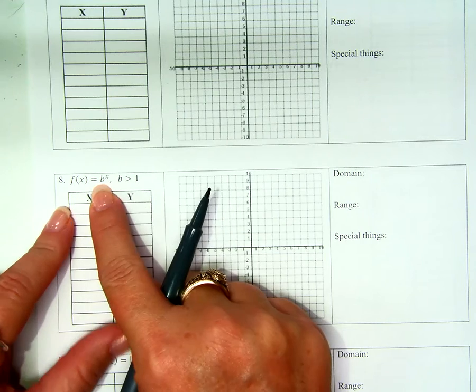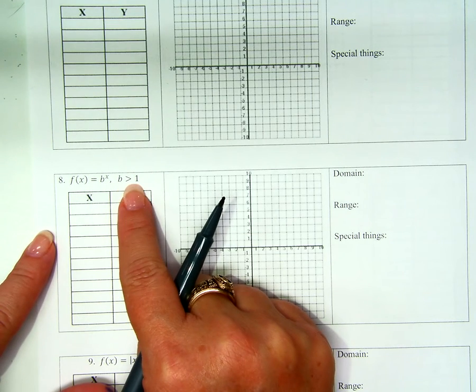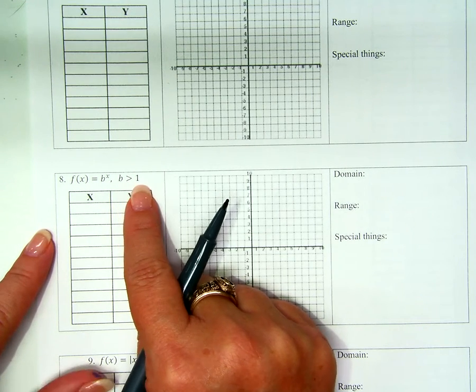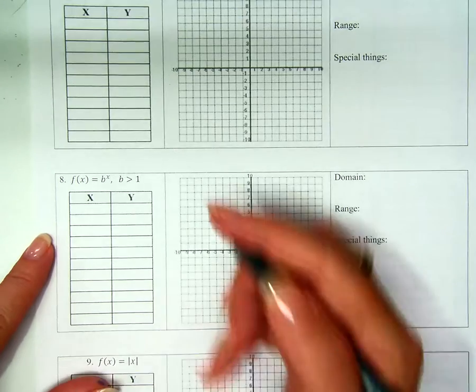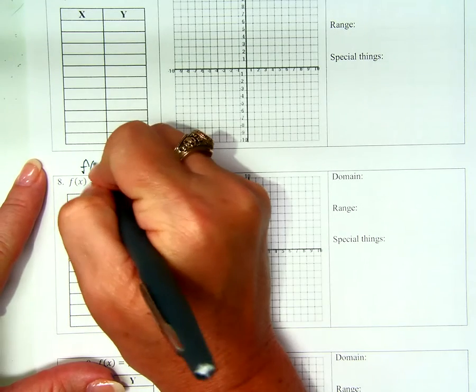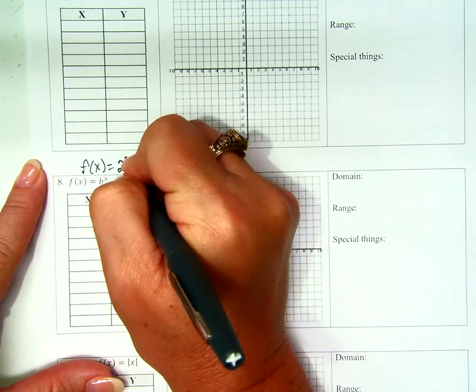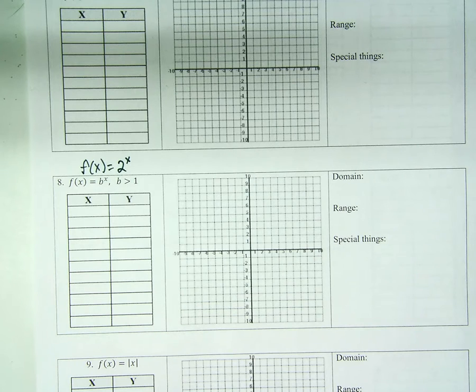I need a B value that is what? Greater than 1. What's the best one to choose for that? 2. So let's all use f of x equals 2 to the x power. Any questions about that?